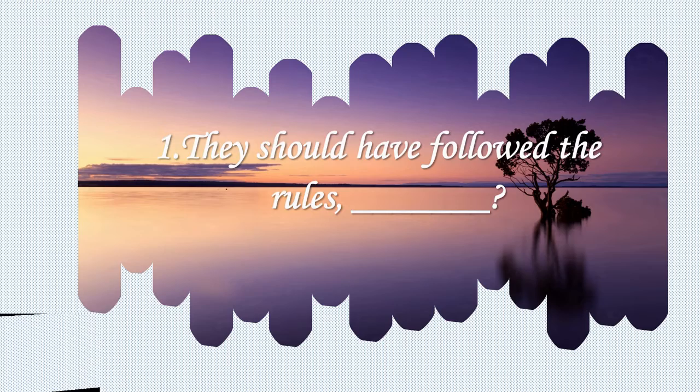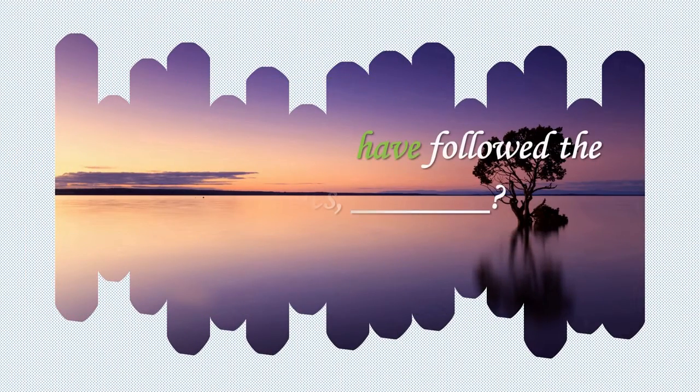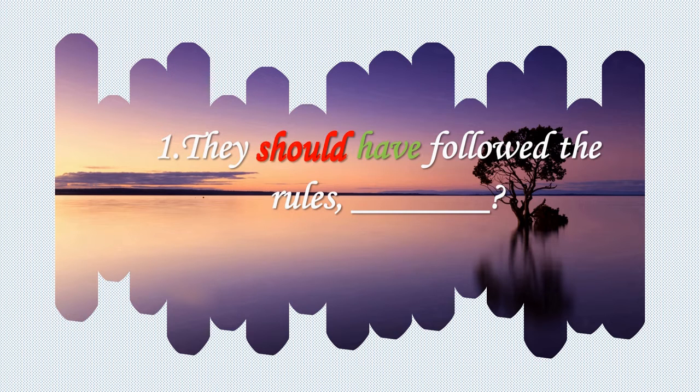The question is, they should have followed the rules. Inside this we can see 2 auxiliary verbs, should and have. In such circumstances, we should take the first auxiliary to the tag.